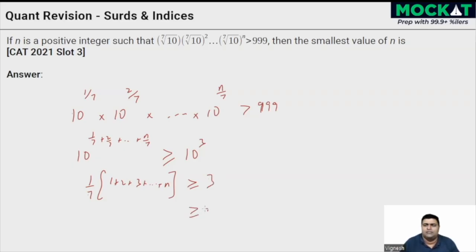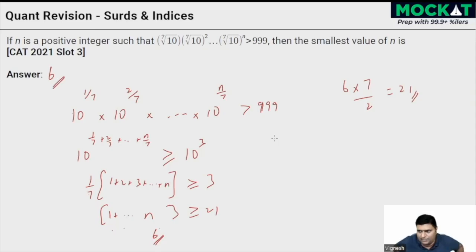7 you can take it there. 21. The sum of the first n natural numbers adds up to 21. n is 6, because 6 into 7 by 2 comes to 21. So 1, 2, 3, 4, 5, and 6 over here. n can take the value 6. So therefore, 6 would be the smallest value of n. 1 by 7 plus 2 by 7 going on till 6 by 7 is going to satisfy this. So 6 becomes the answer over here.